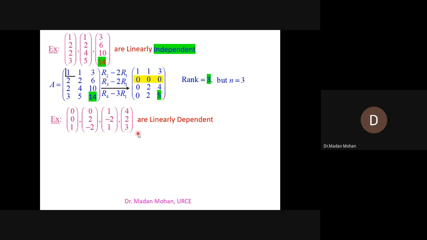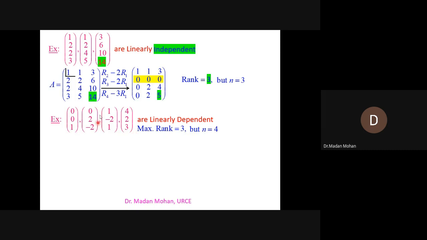Very good. The order is 3 cross 4. From the rank definition, can I get rank 4? No, sir. Because 4 cross 4, I can't get it. What is the maximum possible rank? 3. Therefore, the maximum possible rank is 3, whereas the given vectors are 4. They are not equal. Without finding the rank, I can tell they are dependent. I think you got the meaning. Just by observing, I can tell like this.